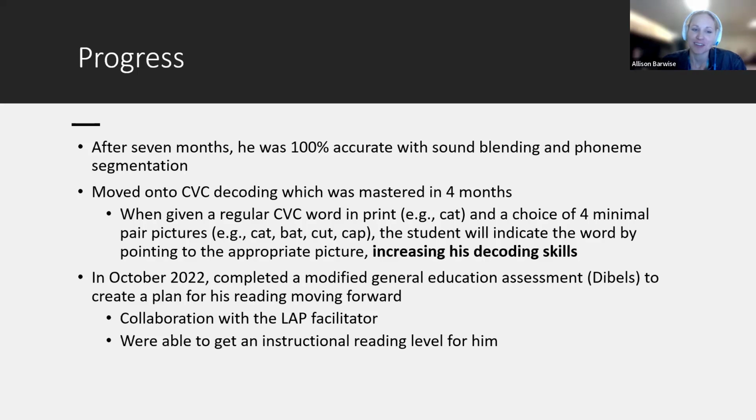And so this student, he's done so fantastic. At the start of this school year, he's flown through a lot of those foundational reading skills. And so we were able to modify the general ed assessment, which our district uses, the DIBELS, to create a plan for his reading moving forward. And this is what Sarah was talking about when she talked about working with the LAP facilitator, because we were able to work with her to adapt the assessment to meet his needs. And I have an example of what that will look like.